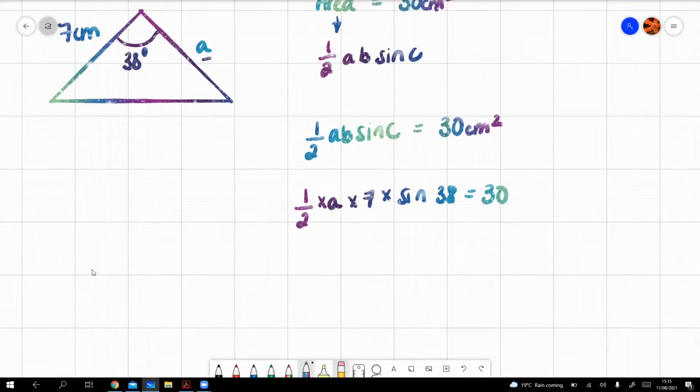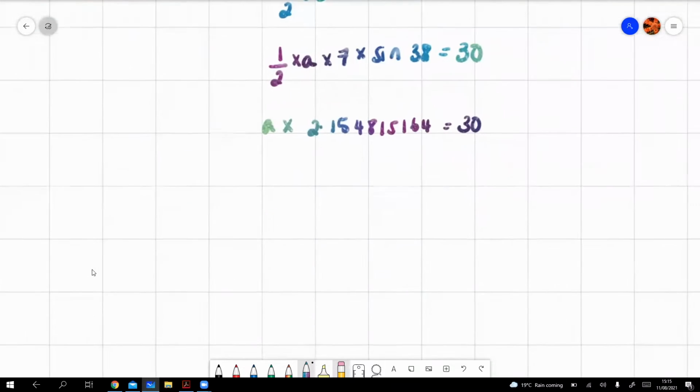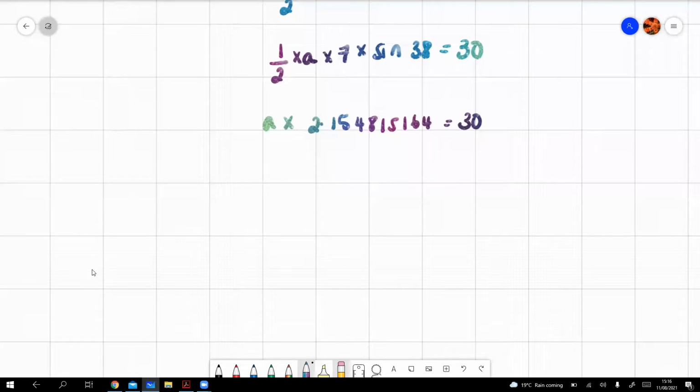Now, there's a few things that you can do here. You can either get rid of the sine 38, then get rid of the number 7, then get rid of the half, or what you can do is multiply the numbers here. So I'm just going to do 0.5 times 7 times sine 38, and I end up with a long decimal number. A times 2.154815164 equals 30. Always make sure you write down the full decimal, otherwise you will have a rounding error in your answer.